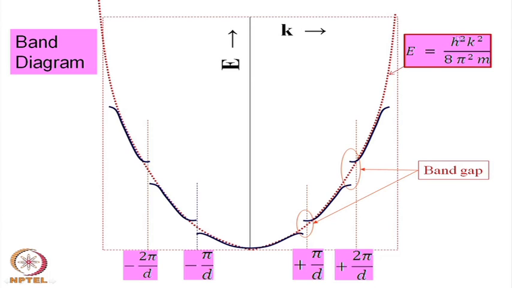This is our original expression of the free electron model, E equal to h square k square by 8 pi square m, on which it has been superimposed. So there is a lot of similarity so far as the E-k curve is concerned between the free electron theory and the band model, with the exception that there are discontinuities, and these discontinuities explain many of the different properties which we encounter in reality.